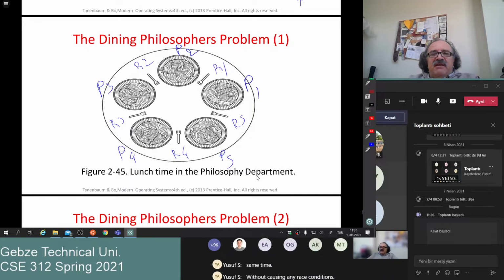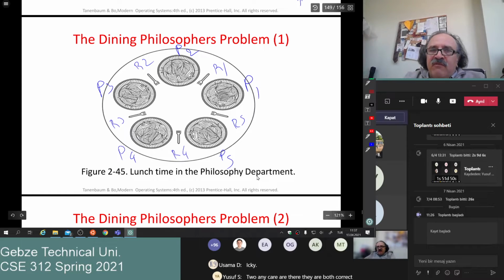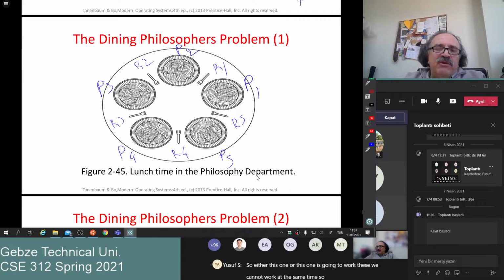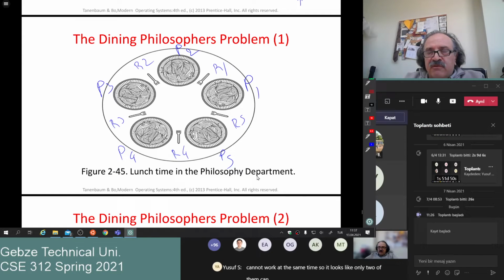How many processes can work at the same time? Two non-adjacent processes. So how many? Just give me a number. Two. Two and iki are both correct. If P1 works, these two cannot work, right? So either this one or this one is going to work. These two cannot work at the same time. So it looks like only two of them can work at the same time.